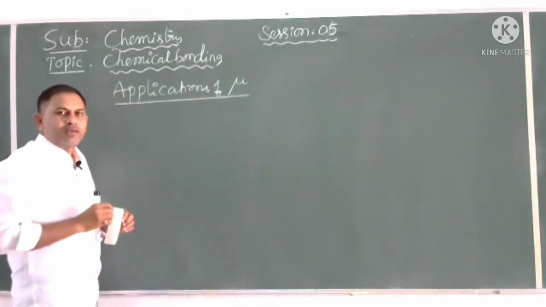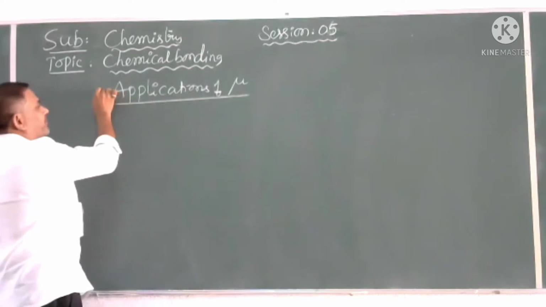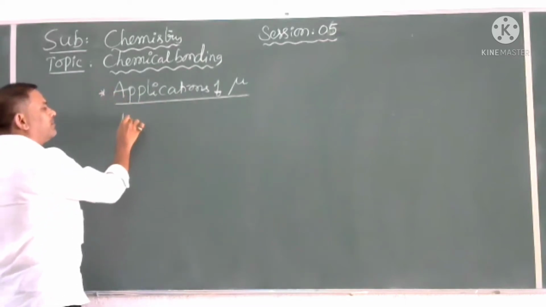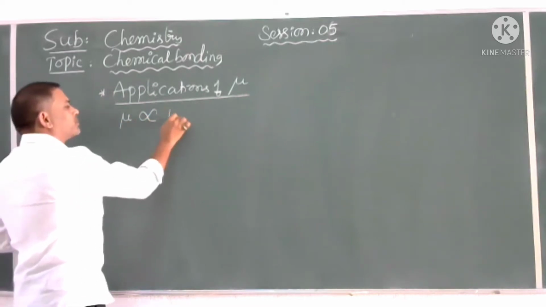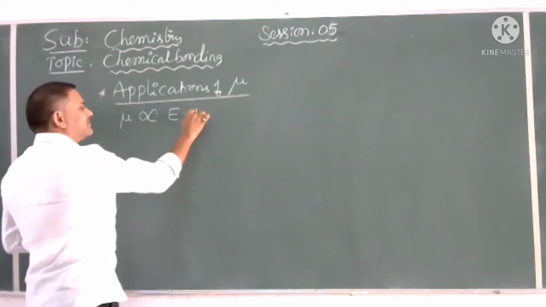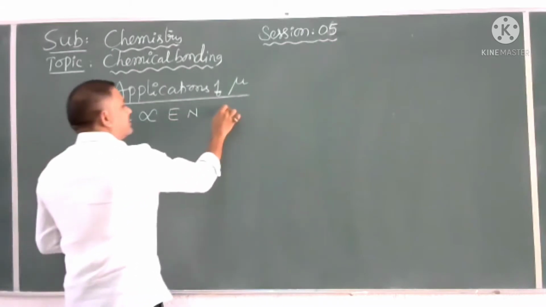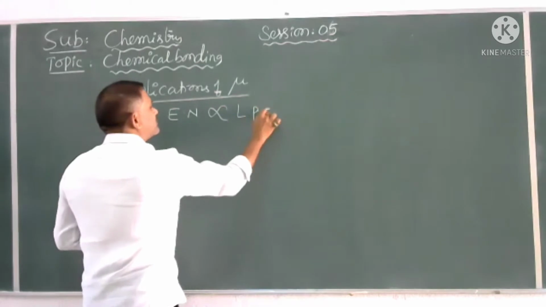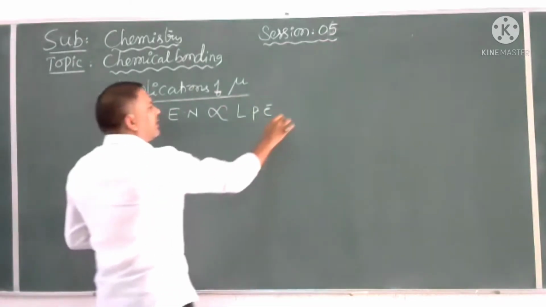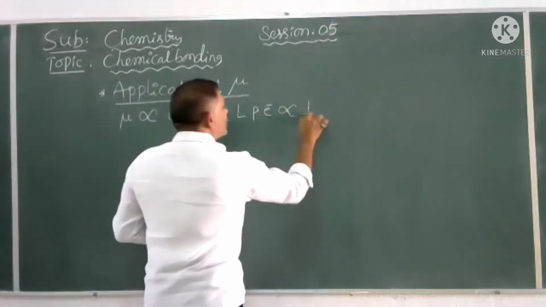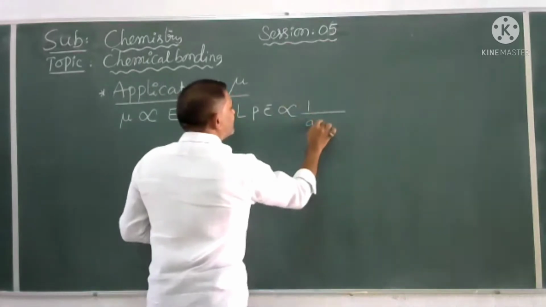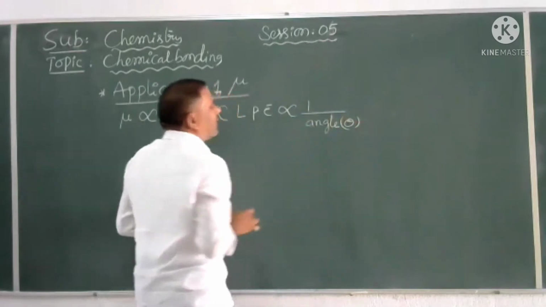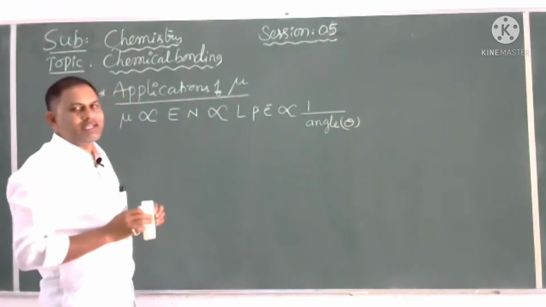In the applications of dipole moment, first, the dipole moment mu is directly proportional to electronegativity, and also directly proportional to lone pairs of electrons, and it is inversely proportional to the angle between two atoms which are bonded.